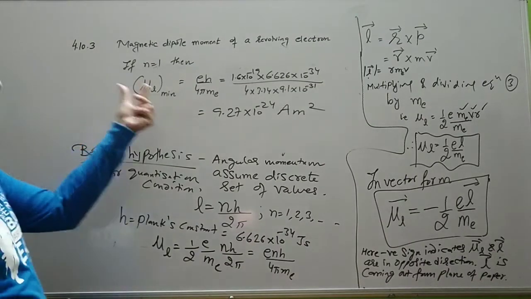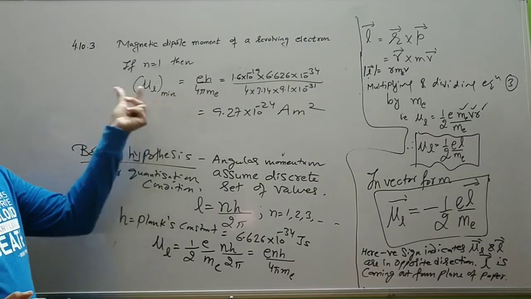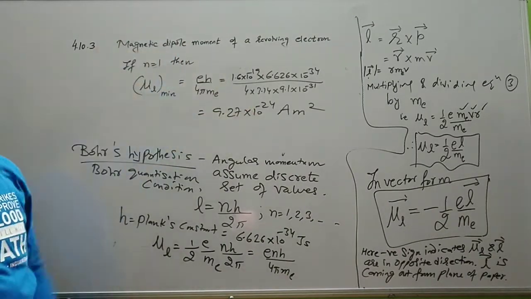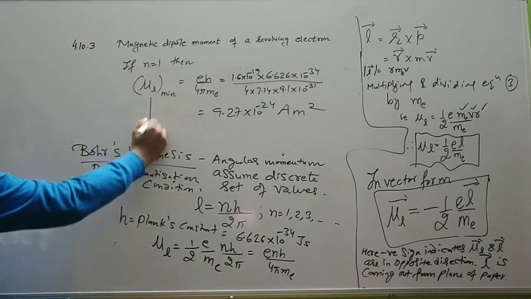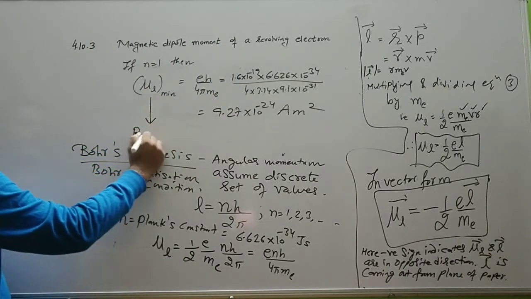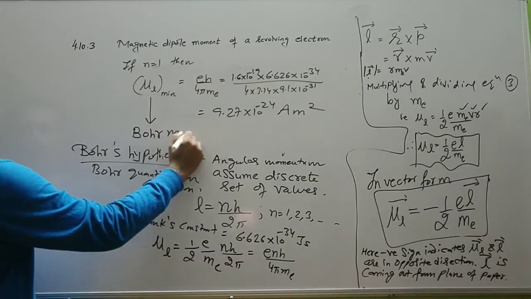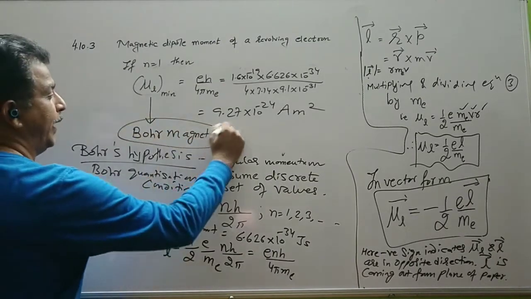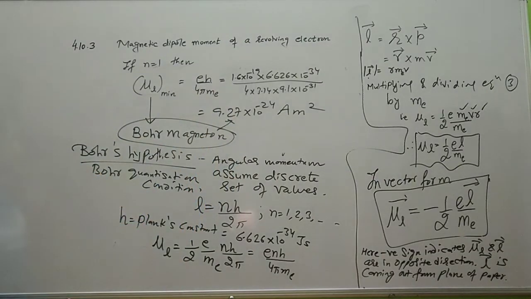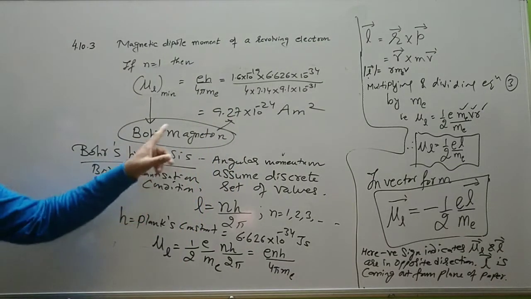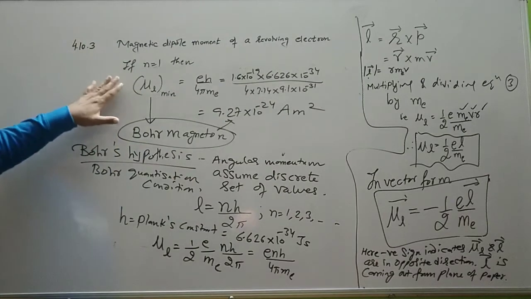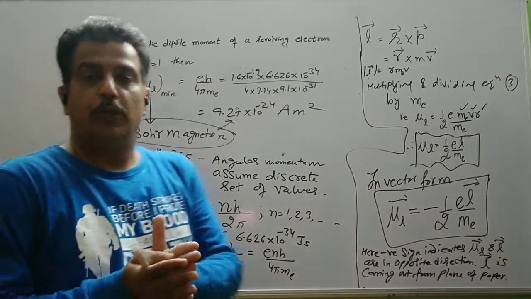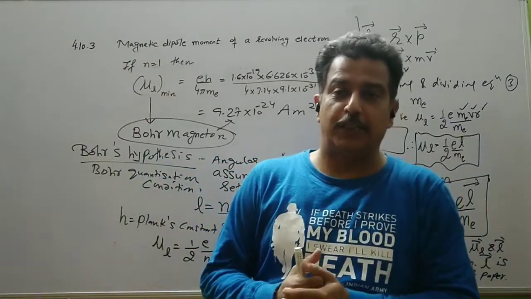So this is the minimum value of the dipole moment when an electron is revolving, and this minimum value is being referred to as the Bohr magneton. We call it the Bohr magneton. So this is the value. So what is the Bohr magneton? The minimum value of atomic dipole moment, and the minimum value can be found for a hydrogen atom.